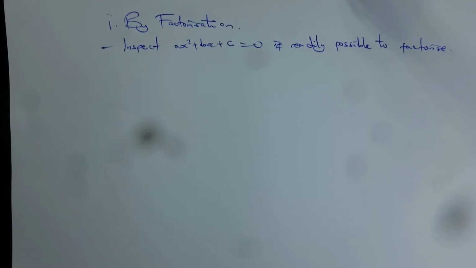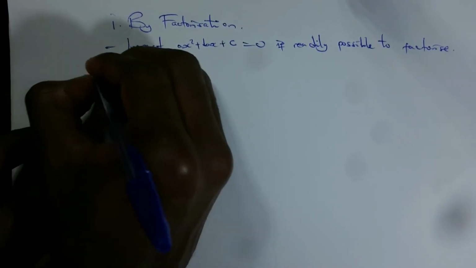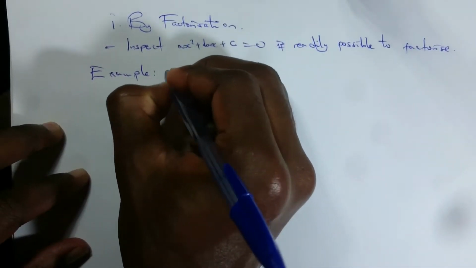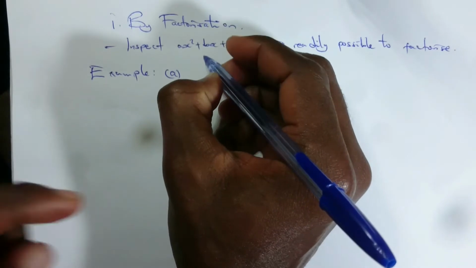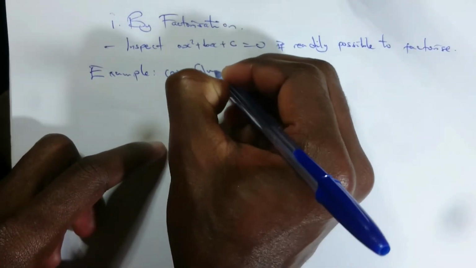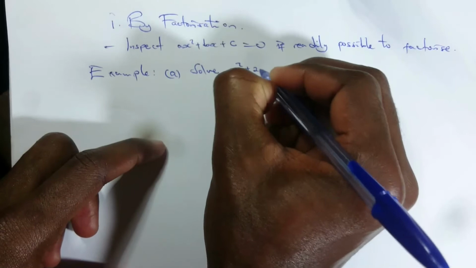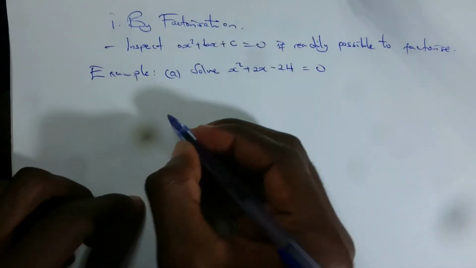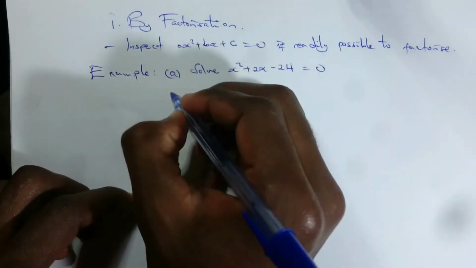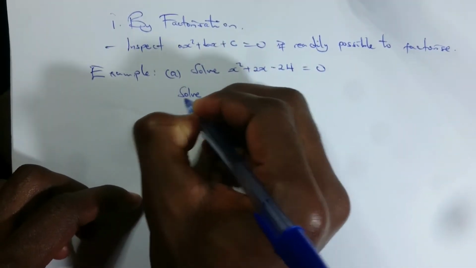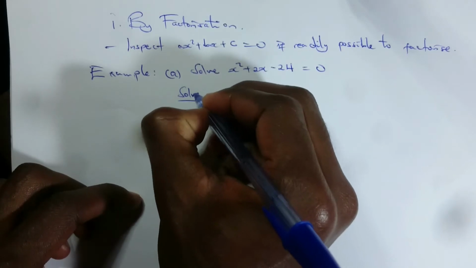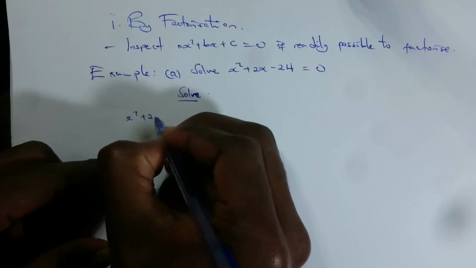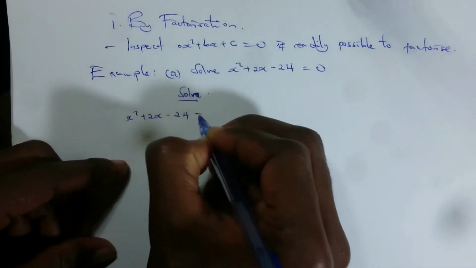Let us go to our first example. Solve x squared plus 2x minus 24 equals 0. Remember, first we said we have to inspect that. So here, our solution: we have x squared plus 2x minus 24 equals 0.